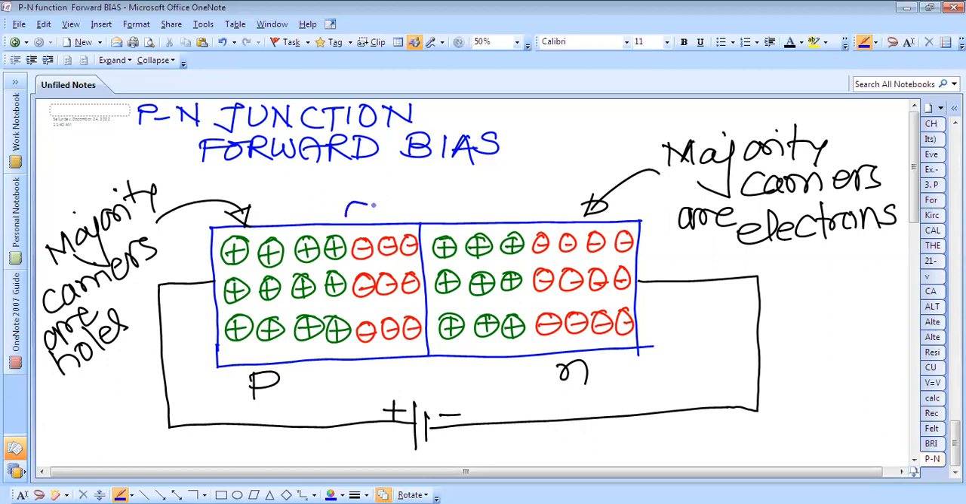So this layer will definitely become a little bit shorter, and therefore there will be a flow of electrons from the N side to the P side, whereas the current will flow from the P side to the N side. Okay, so this is the forward bias.